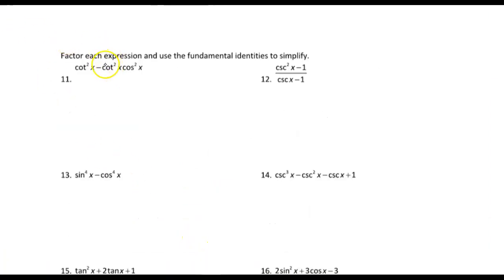Now it says factor each expression and use fundamental identities to simplify. So factor. I'll start with this one. Right here I can factor out a cotangent squared, because if you look on both sides of this minus sign, you have a cotangent, right? So if I factor out a cotangent squared of x, right here that would be 1, because cotangent squared of x times 1 is cotangent squared of x. And right here, you'll be left with just cosine squared of x. And check yourself. Cotangent squared times 1 is cotangent squared. Cotangent squared times negative cosine squared of x is negative cotangent squared cosine squared of x. See?